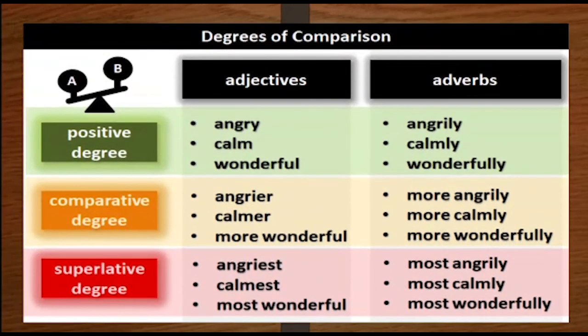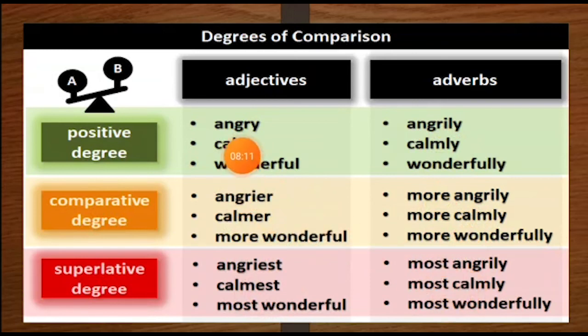Now, as we have learnt about the comparison of adjectives, adjectives have different degrees of comparison, that is, the positive degree, the comparative degree, and the superlative degree. Similarly, adverbs also have different degrees of comparison: the positive degree, the comparative degree, and the superlative degree. So let's first talk about the adjectives. Angry becomes angrier and angriest. And the adverb angrily becomes more angrily and most angrily.